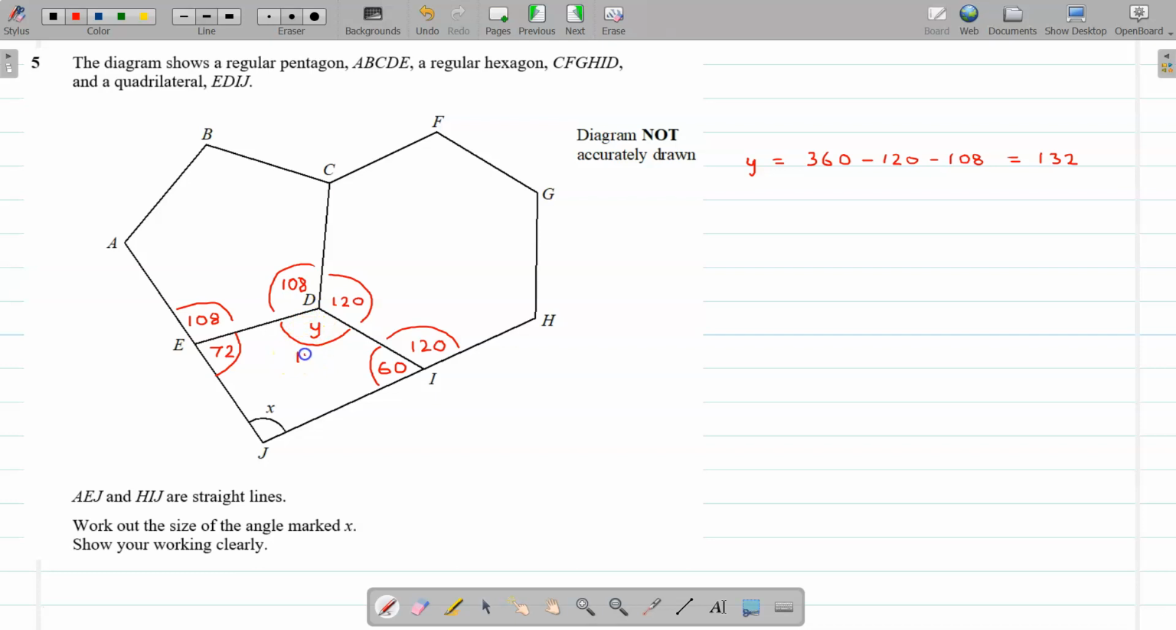And if y is 132, I now know 3 angles inside this quadrilateral, so I just need that x is going to be 360 minus those 3 angles. So 360, take away 60, take away 72, and take away 132. Okay, and the angle that I have left after all of that is 96 degrees. So some of the working out's done with calculations, some of it's done on the diagram, that's fine.